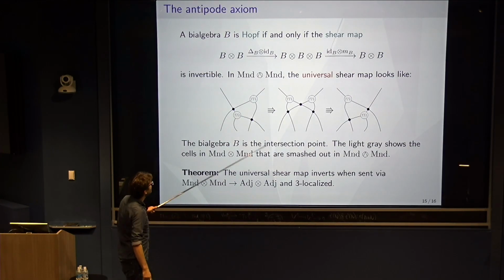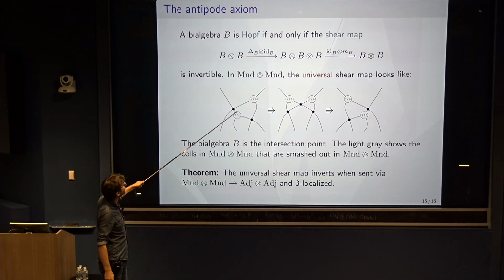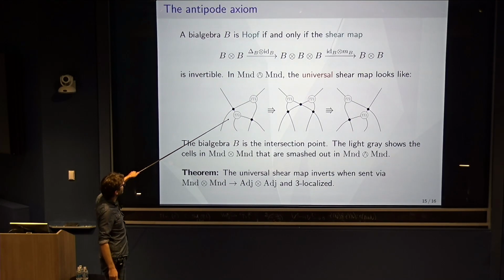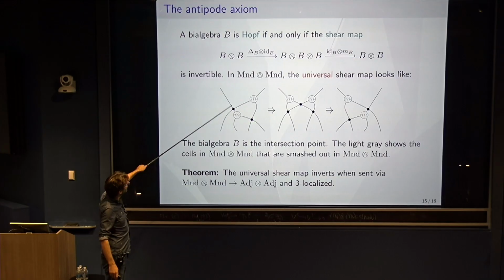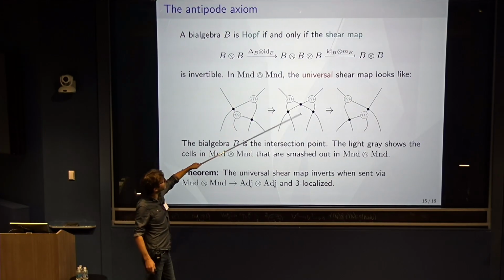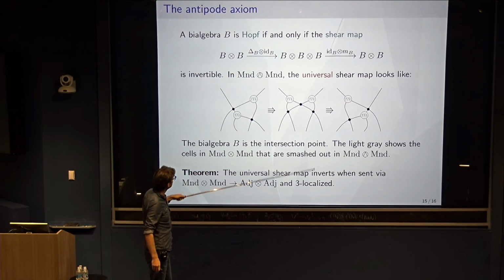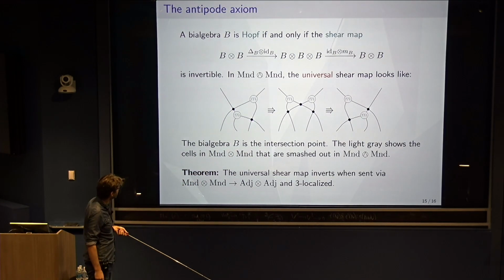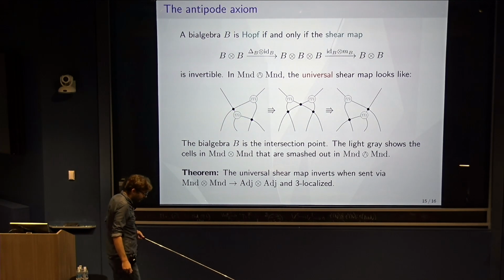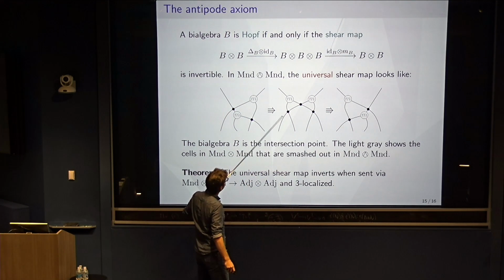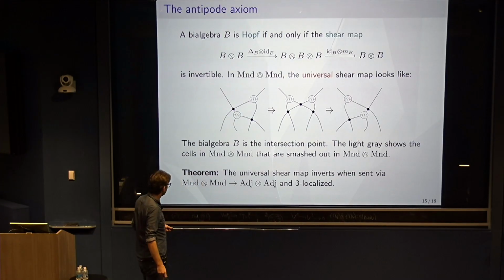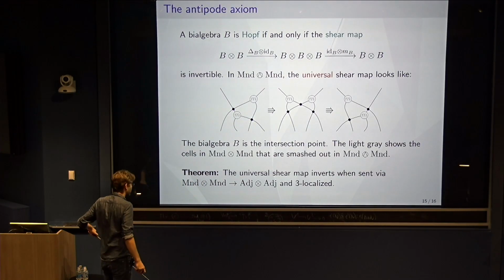Don't worry. Here's what a picture of the shear map looks like in monad times monad. I take two copies of my bialgebra, I co-multiply in the first one, and then I multiply in the second one. And the theorem that we prove is that this composition becomes invertible in this tensor product.